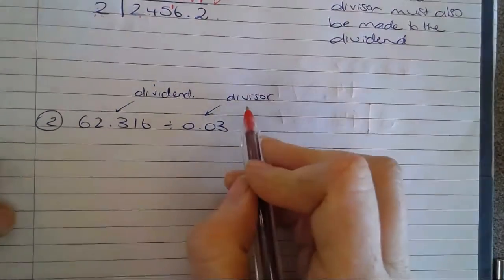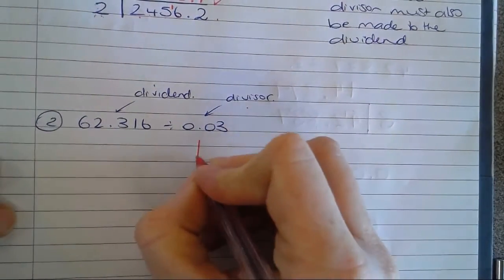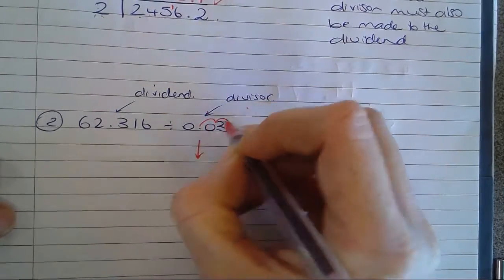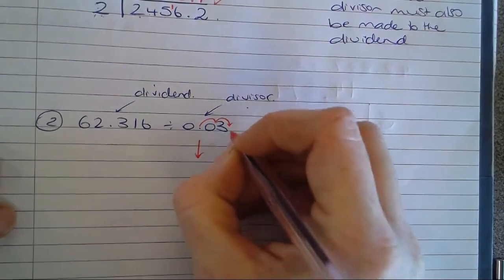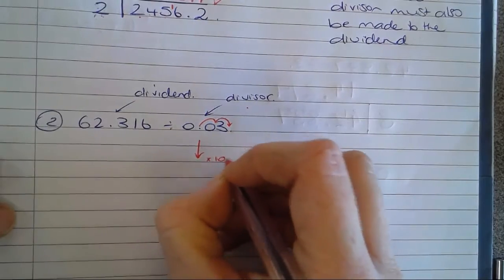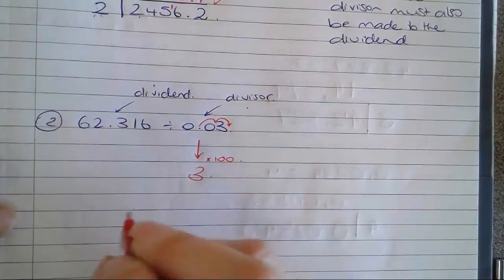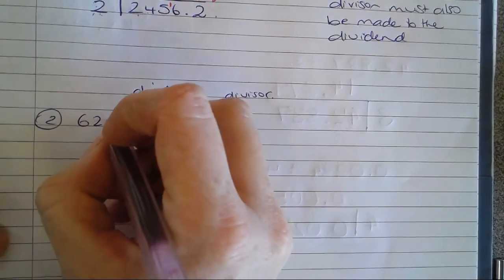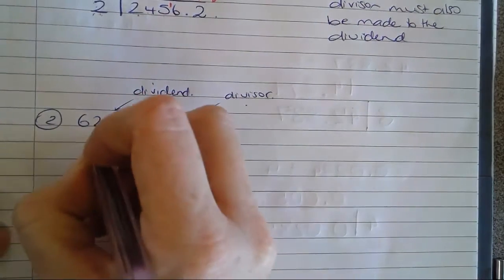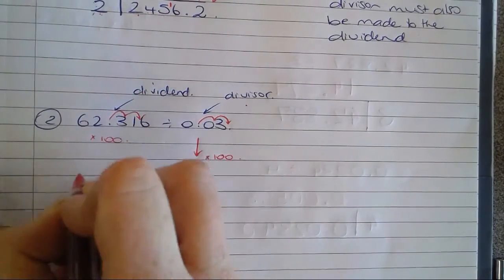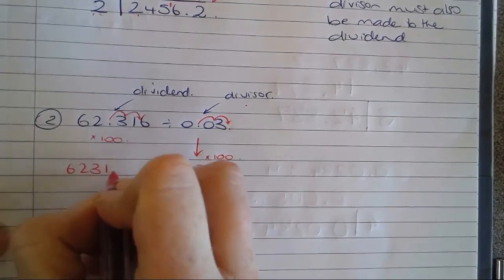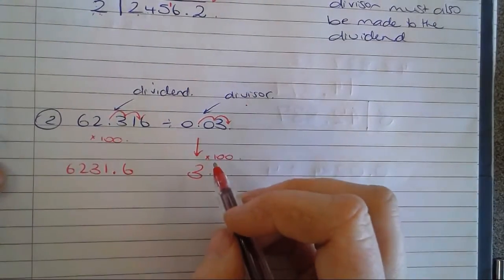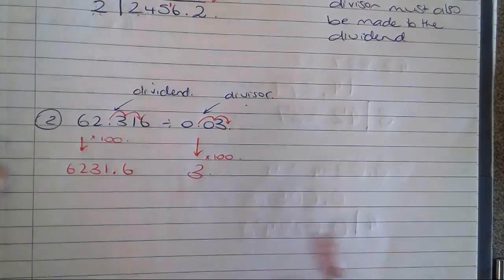So I need to change my divisor to a whole number. That's my first step. And similar to the last question, I need to times by 2 jumps, so 2 zeros. So that makes it times by 100, and that gives me 3. But whatever I do to my divisor, I must do to my dividend. So I'm going to times that by 100 as well. 6231.6.